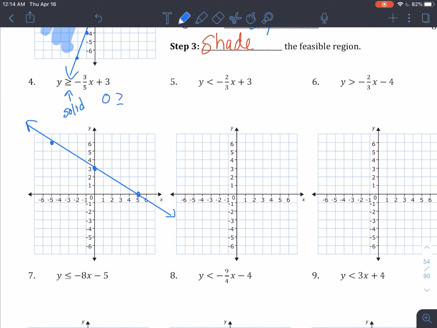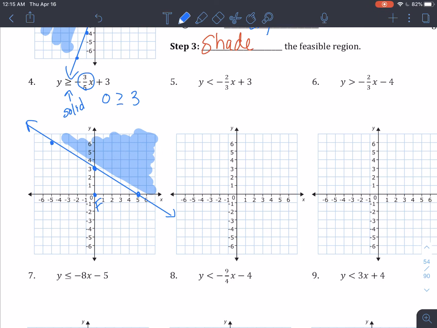So 0 greater than or equal to, this is all going to be 0 plus 3. Is 0 greater than 3? No, that's wrong. So this point here, the origin, that was our test point, 0, 0. That's false. So we don't want to shade that side where the test point is. We want to shade the other side. So in this case, the test point was false, we shade the other side. If the test point's true, we shade the side it was on.